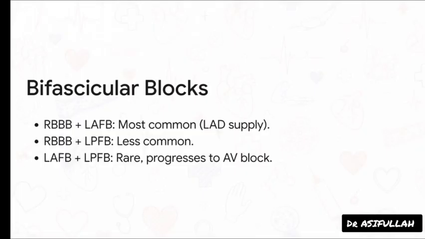Since the right bundle branch and the left anterior fascicle both rely heavily on the LAD blood supply, an ischemic event can readily obliterate both of them at the exact same time. This makes their combined failure the absolute most common bifascicular block you're going to encounter. A right bundle plus a left posterior block is much less common, and a combination of both left fascicles failing, that is incredibly rare, extremely high risk, and practically guarantees progression right into a complete AV block.